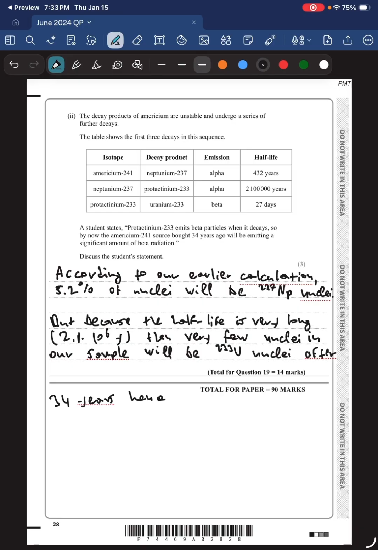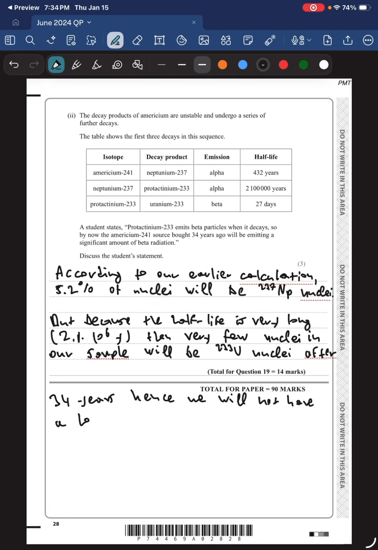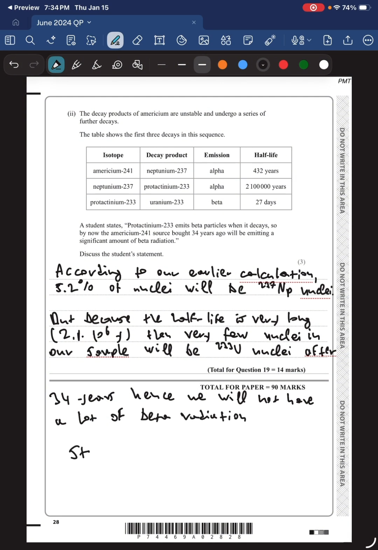Hence, we will not have a lot of beta radiation. So the student is wrong. And this was the first paper 2 past paper I'm going through.